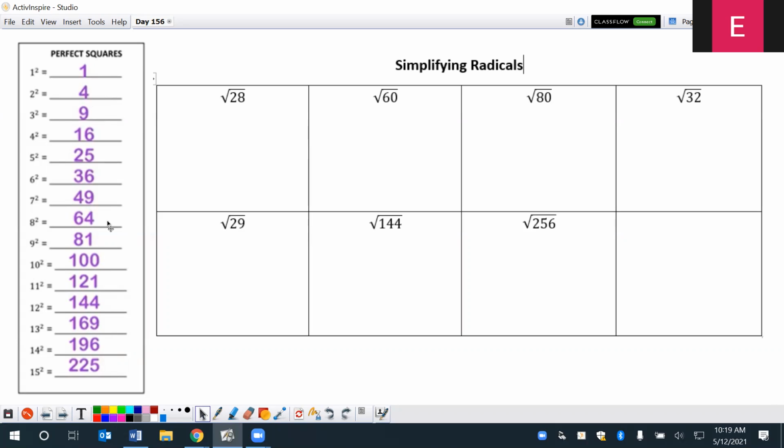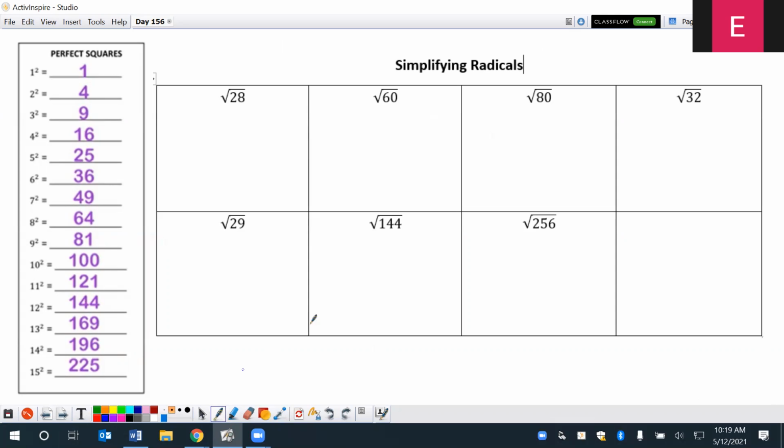So all these numbers in purple were your answers for your warm-up. All these numbers right here are your perfect squares. You need to be familiar with these numbers. You need to have this list whenever you're trying to simplify radicals. So I have this right here on the side of my examples, and I'm going to show you how we do this. So it's very simple.